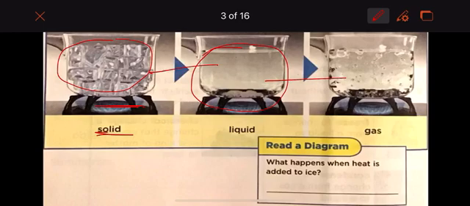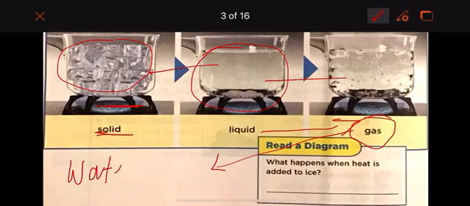A liquid, like in this picture, will boil if it is heated to a high enough temperature. When a liquid boils, it changes from a liquid to a gas. The gas is called water vapor. Okay?